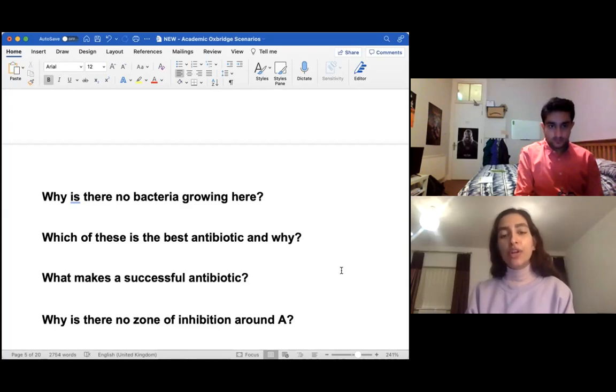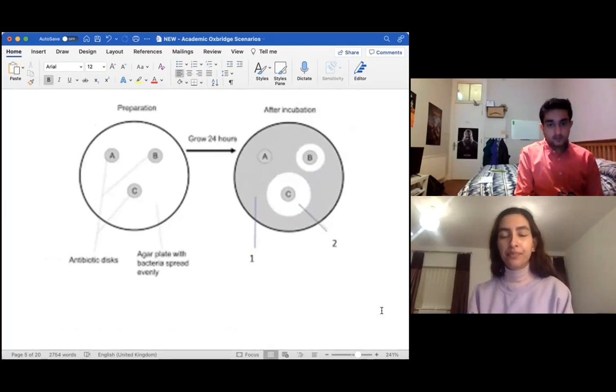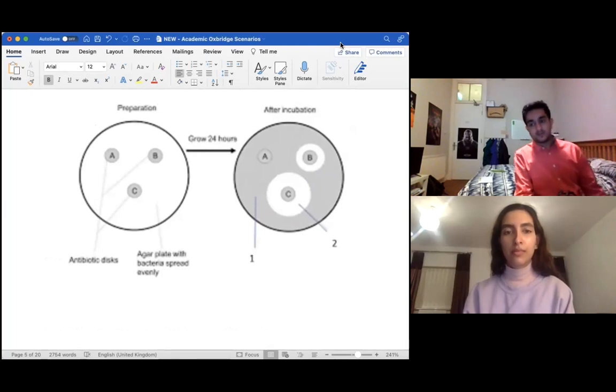Why is there no zone of inhibition around A? Well, first of all, it could be a placebo, like a negative control where you have a saline solution or some other type of effect that isn't going to affect it, or it could be an antibiotic that the bacteria has already developed resistance to, and so therefore cannot inhibit its growth. Okay.